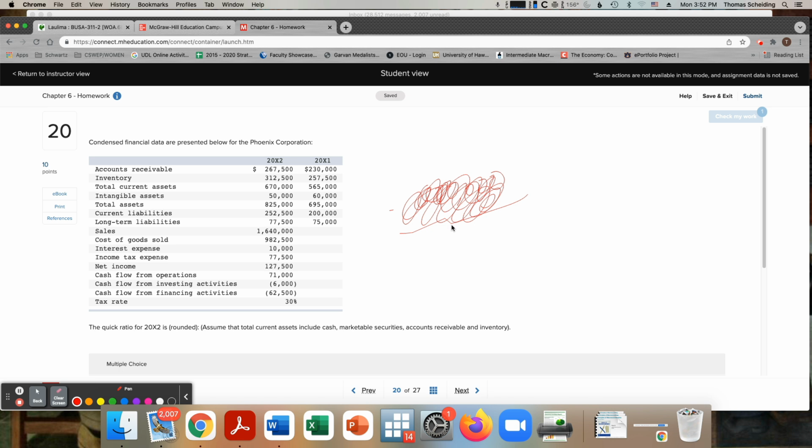So for this, I need to take my total assets and get rid of my inventory. I need to get my quick assets. I need to take my total assets of 670 and get rid of my inventory of 312,500, and that's going to get me 357,500. Then I need to divide this by my current liabilities of 252,500, and there's my quick ratio. So my quick ratio here would be 1.4 to 1.